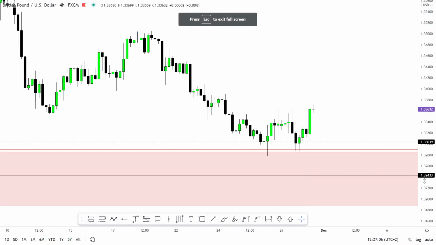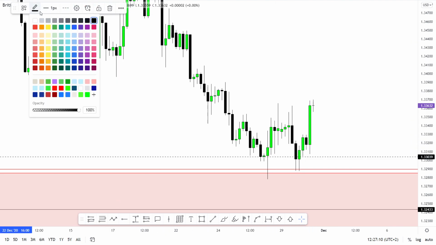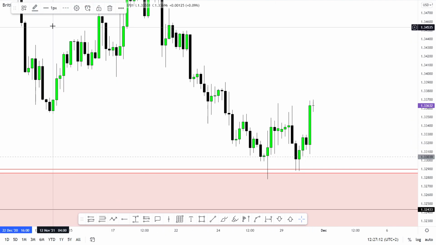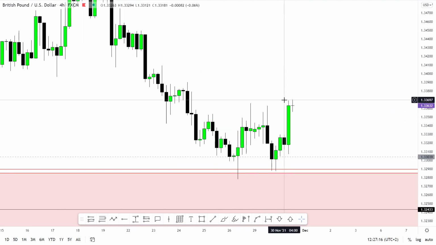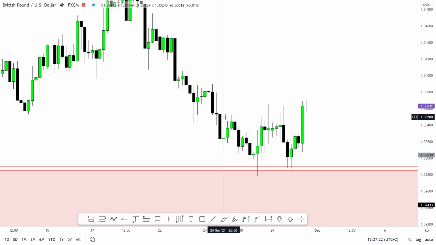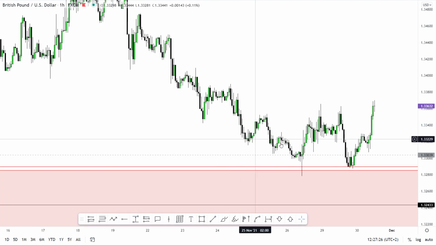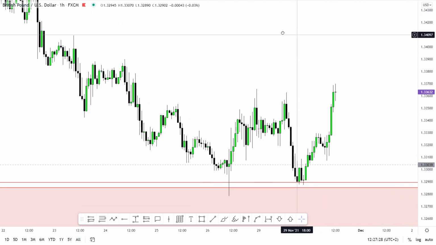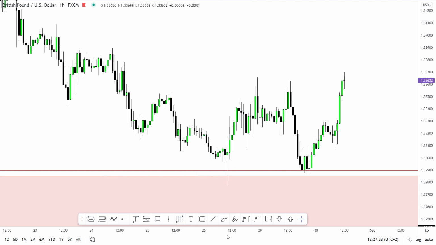So you can see that the energy of this move changed. It started becoming aggressive. So what do you need to see in order to take an entry? So we're going to use the 1 hour right now. You don't necessarily have to use the exact time frames, but I'm just showing you the way that you can approach it.